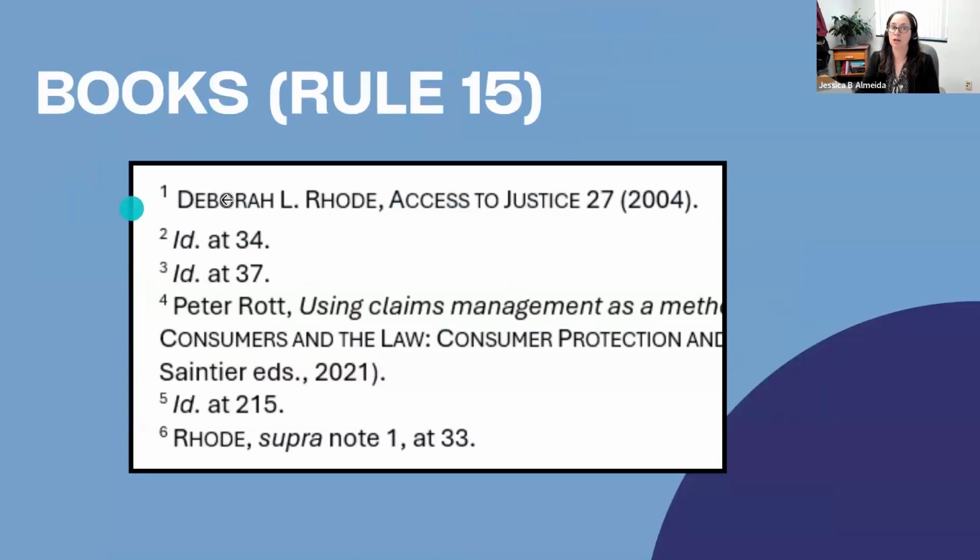Here's how it would look as I cite it in my footnotes. And then if I needed to continue to cite to it in the next sentence or in the next few sentences, I would use an id. So here you see at footnote 2, I have id at 34. So what I'm telling the reader is look at the citation above, but my pin cite is 34. I'm citing specifically to the information on page 34.